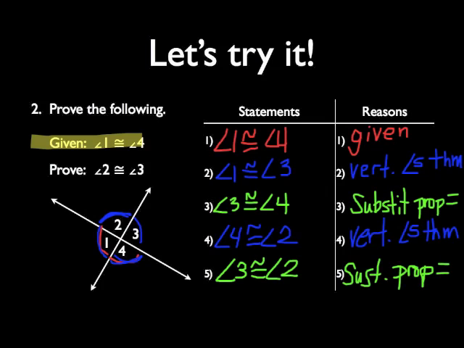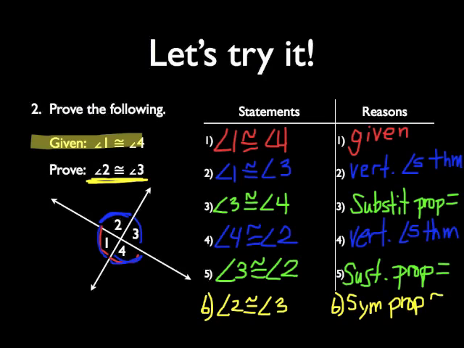Now, because of the way I did this, I need a sixth and final step, because notice how they want us to make our final statement. Well, I need to say that angle 2 is congruent to angle 3. And what allows me to say that? That is the symmetric property of congruence.